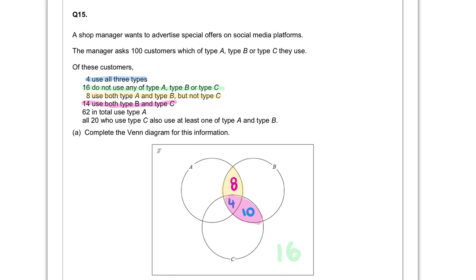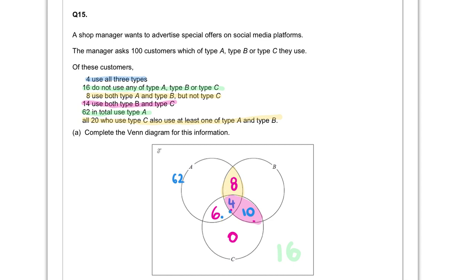The next two. 62 in total use type A. Okay, so I'm going to write 62 here. Then it says all 20 who use type C use at least one of type A and type B. So all of C use A or B, so there shouldn't be any C on their own. So 4 plus 10 plus what is 20? This is 6.